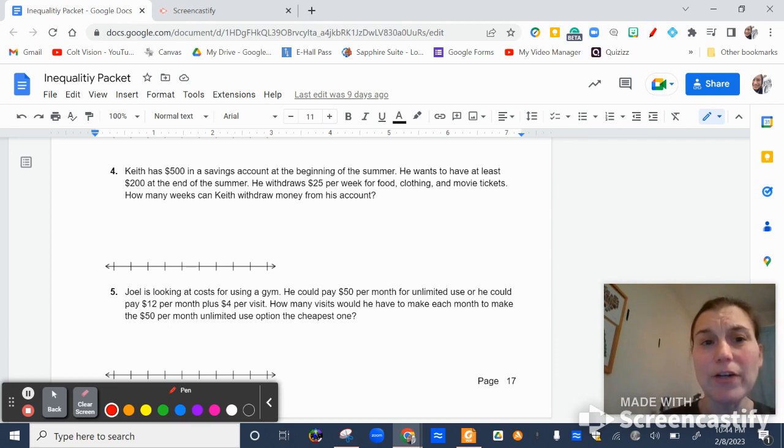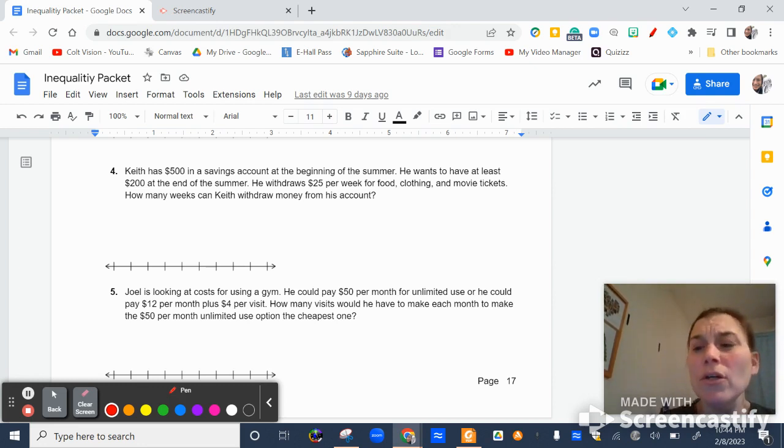Keith has $500 in a savings account at the beginning of the summer. He wants to have at least $200 at the end of the summer. He withdraws $25 per week for food, clothing, and movie tickets. He doesn't need gas, apparently. He just needs movie tickets. Anyway, how many weeks can Keith withdraw money from his account before he runs out?